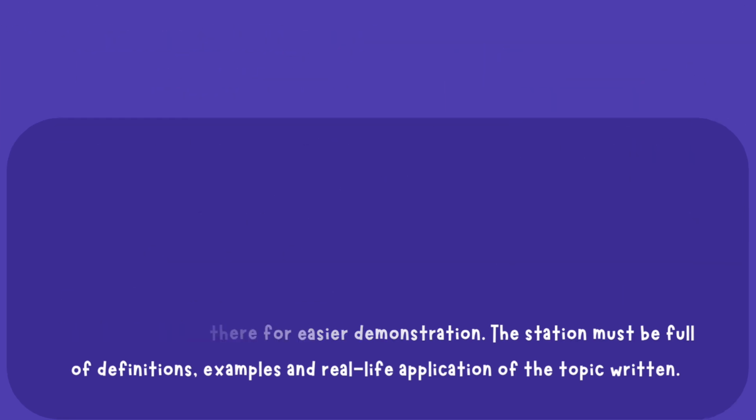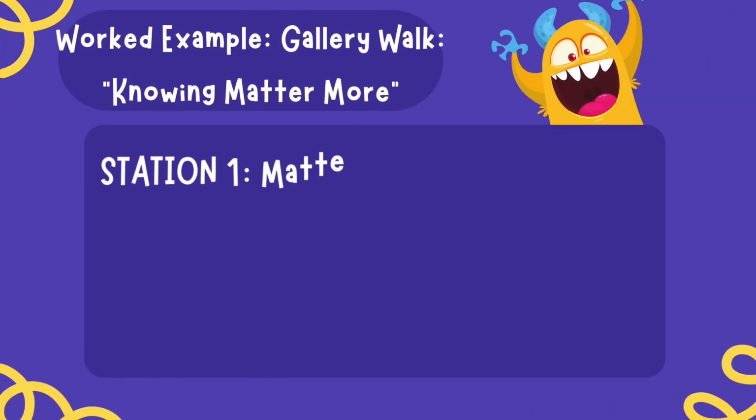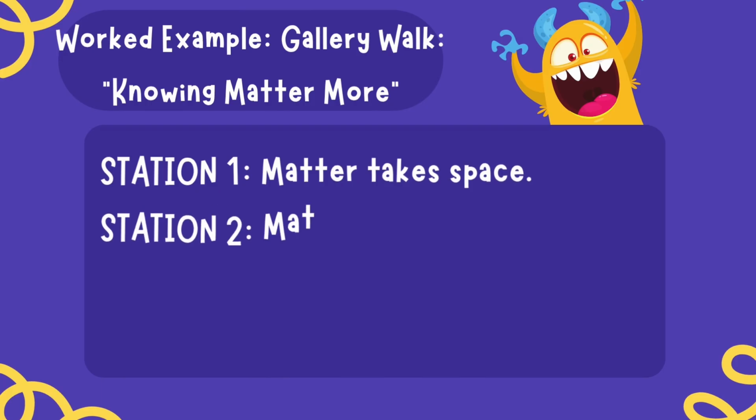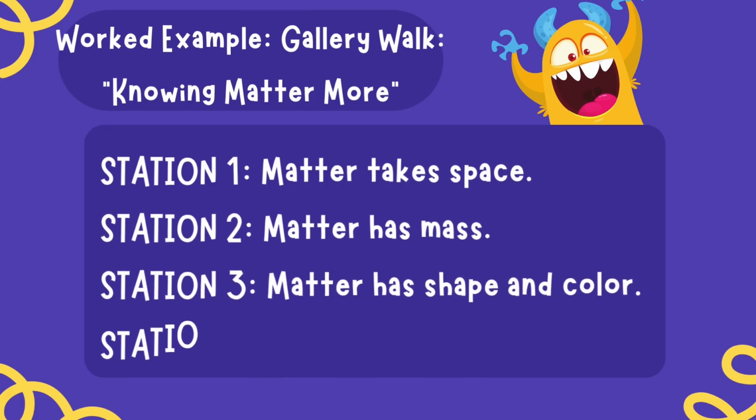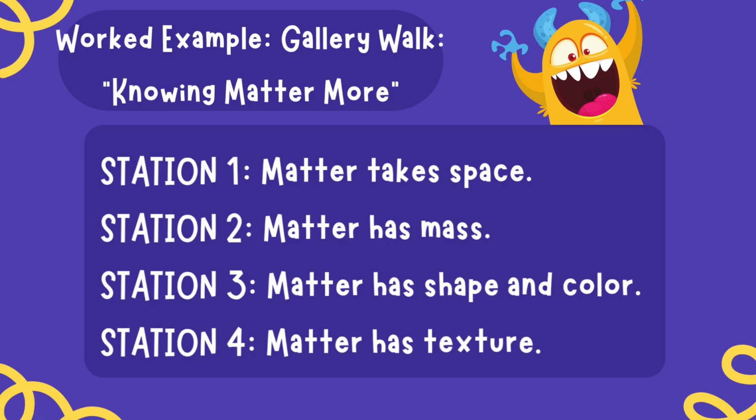Alright, so we have here our worked example, or the gallery walk, knowing matter more. What can we expect with the 4 stations that our teacher will prepare for us? For station 1, matter takes space. For station 2, matter has mass. Station 3, matter has shape and color. And station 4, matter has texture.